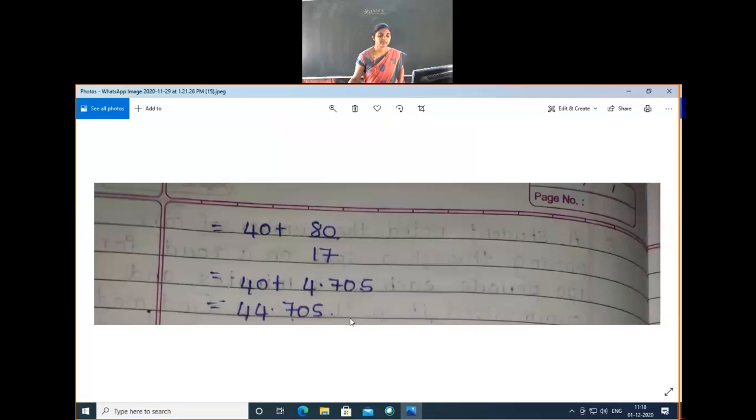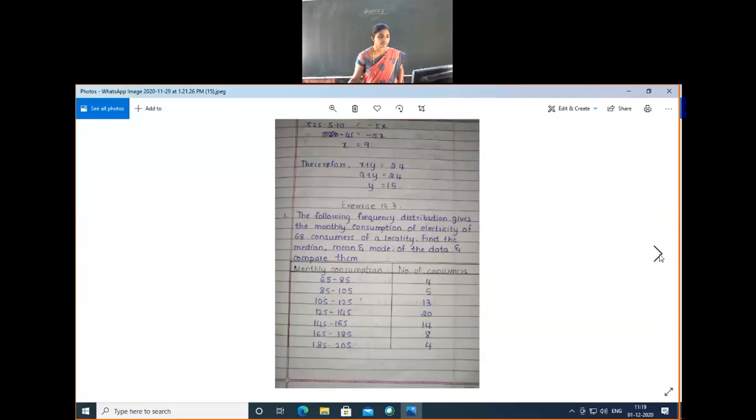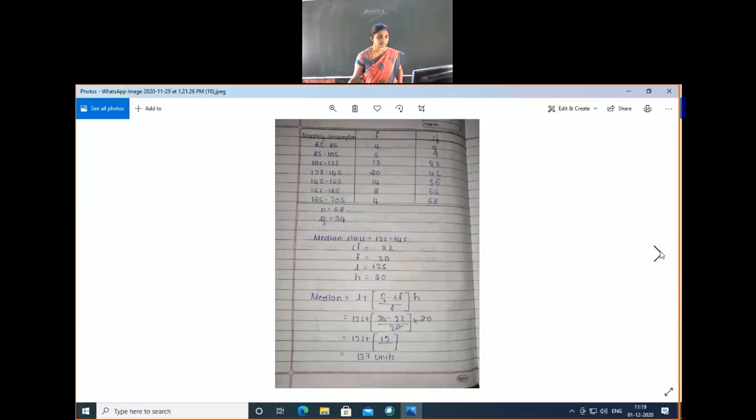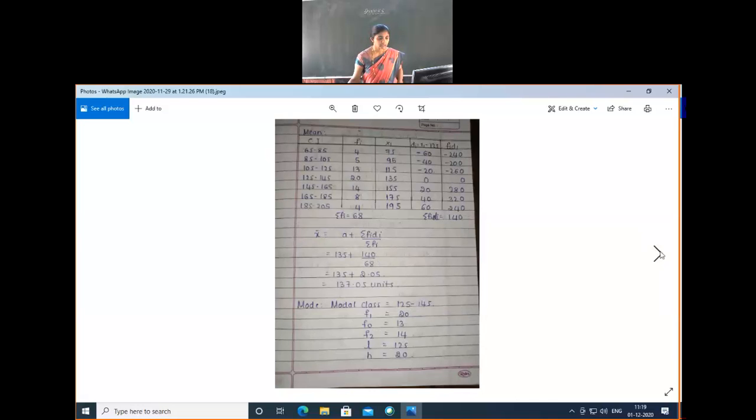One second. This answer: 40 plus 80 by 17, then 44.705. This answer you will get.